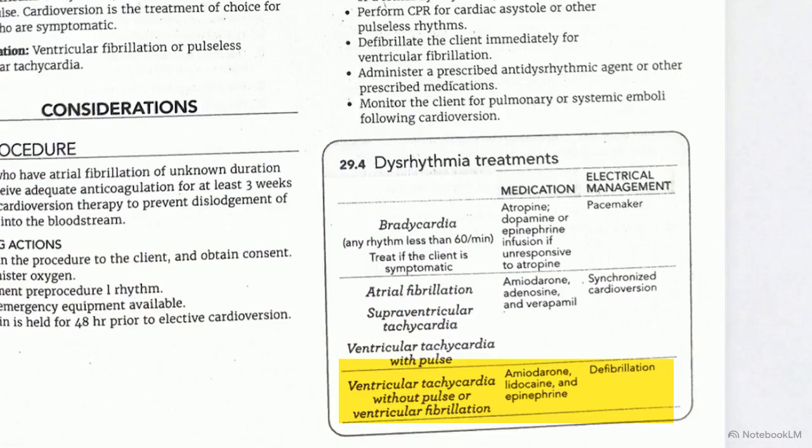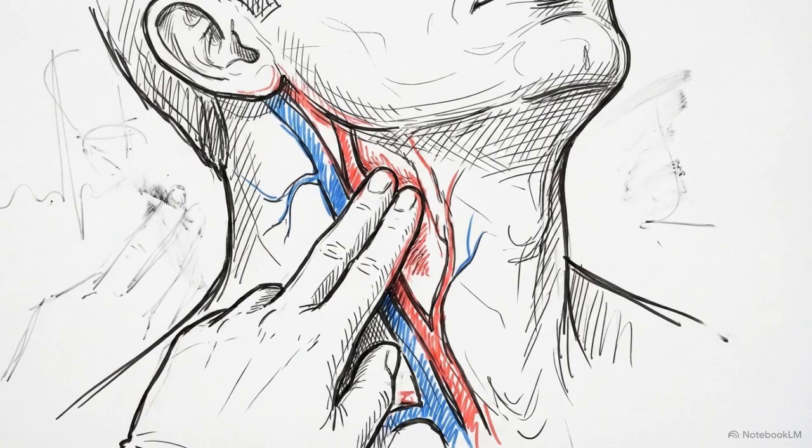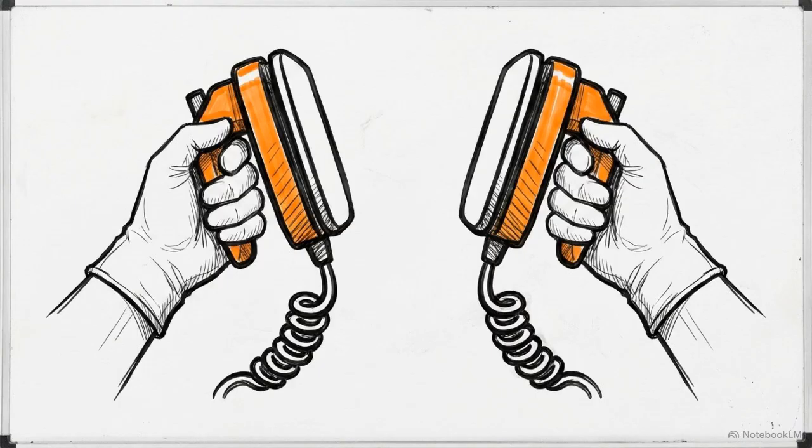Defibrillation is an unsynchronized shock for pulseless rhythms. Synchronized cardioversion is strictly for unstable rhythms with a pulse. For bradycardia, pacemakers are indicated when a patient is symptomatic and unresponsive to atropine. Knowing the mechanical status of the heart, specifically verifying if a pulse is present, dictates the line between a life-saving shock and a lethal error.